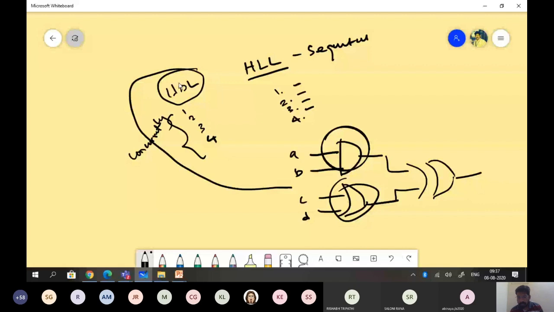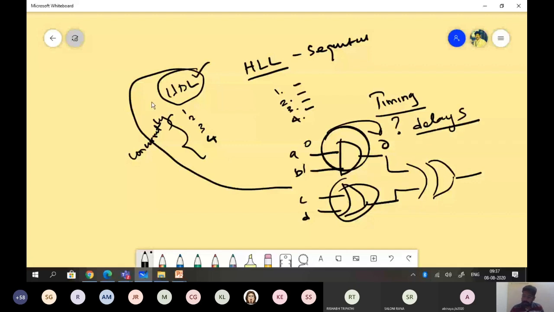And moreover, the timing related parameters can be modeled in HDL effectively. I'm giving input, I'm going to get the output, but when am I going to get this output? So you can model your timing delays. That is possible with HDL. Okay, clear?